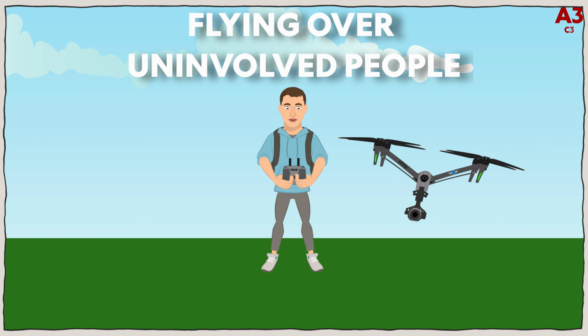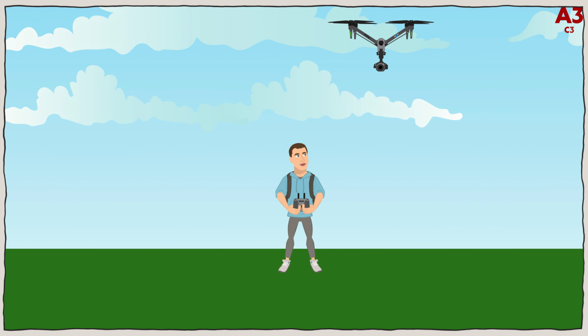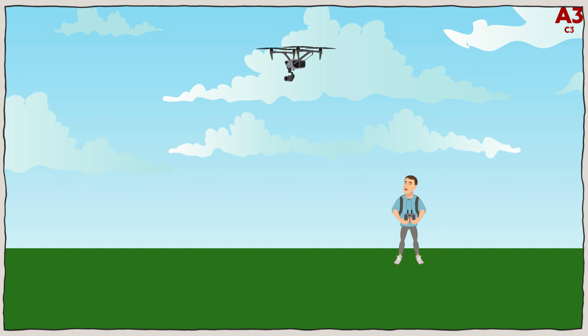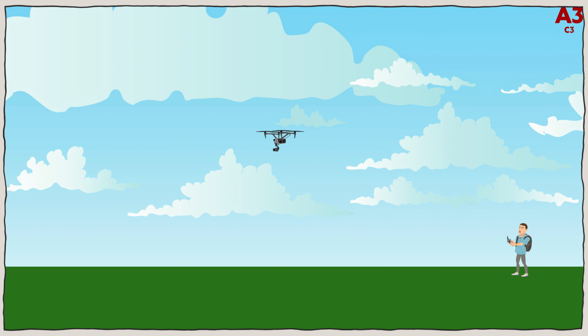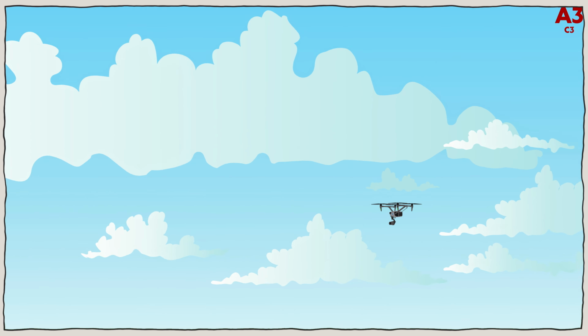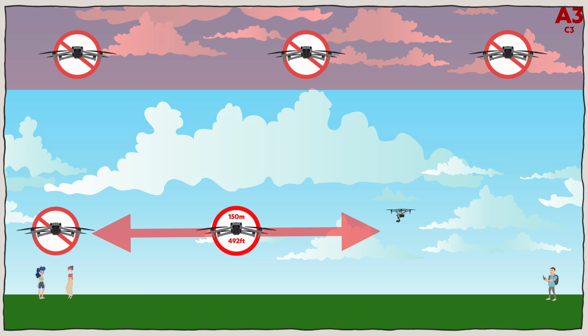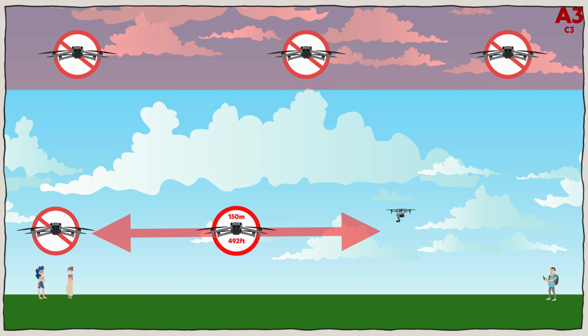C3 drones in subcategory A3 flying over uninvolved people. With the C3 drones, you're not allowed to fly over uninvolved people or groups of people, and you have to maintain a horizontal distance of minimum 150 meters from people.